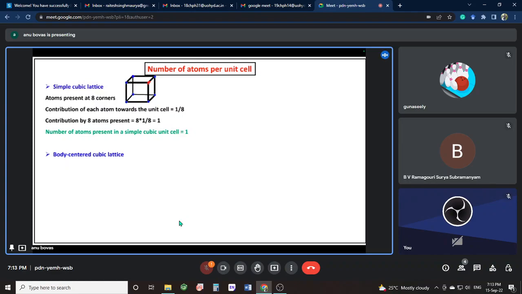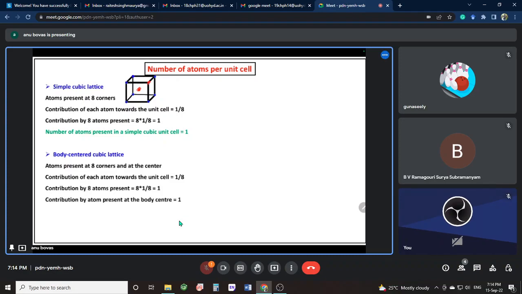Next is the body-centered cubic lattice. In this, atoms are present at 8 corners as well as at the center. Similar to the simple cubic lattice, but one more will be present at the center. So in this case, the corner atom contribution will be the same, 1 by 8, and 8 atoms means totally 1. And in the center, this entire atom is contributing totally towards this cube. So the contribution by the atom present at the body center will be equal to 1.